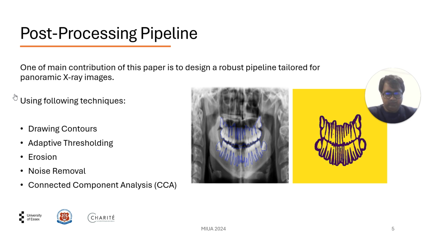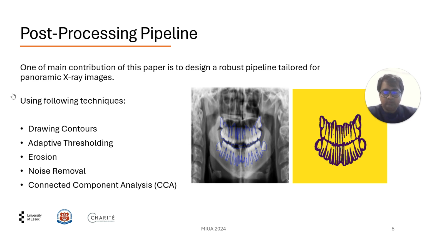First we start with segmentation and then we start drawing the contours. If you see the image here, you will see there are blue edge-detection-like lines. These are the contours we have drawn. Then we apply adaptive thresholding. What adaptive thresholding is: we define a threshold for each image, and if a pixel is above the threshold, we say it is part of the object, and if it is below the threshold, we say it is not part of the object.